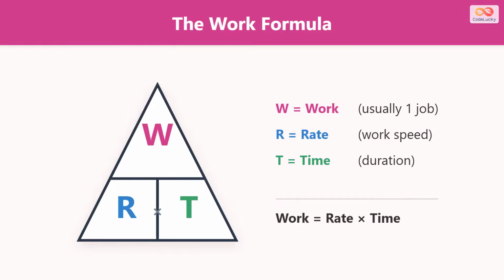Here is the core formula you need to know. Work equals rate multiplied by time. In most textbook problems, the work is considered to be one single completed job. So, we can manipulate this formula to find that rate equals work divided by time.